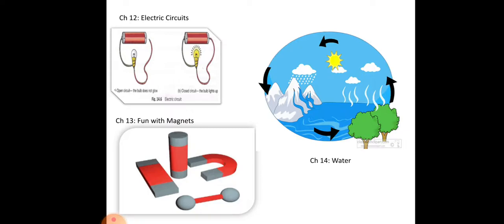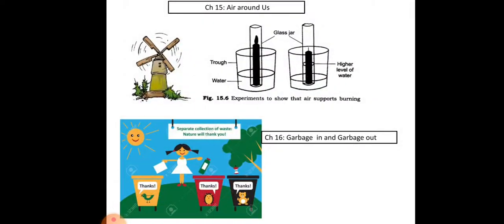And the 15th chapter is Air Around Us. In this chapter we learn that air supports burning, with some experiments. The last chapter is Garbage In, Garbage Out. In this chapter we learn about waste disposal, making compost and waste management techniques.